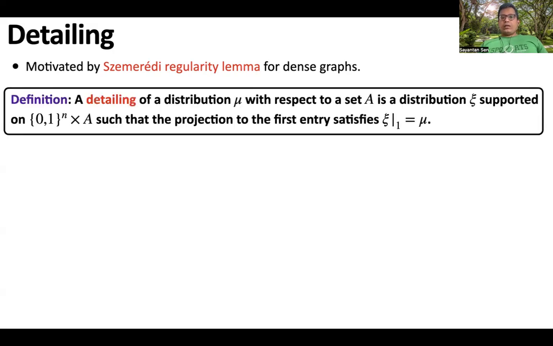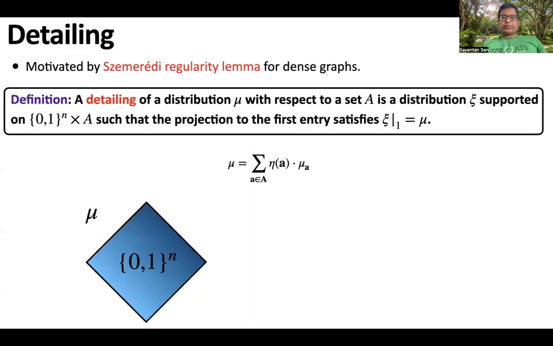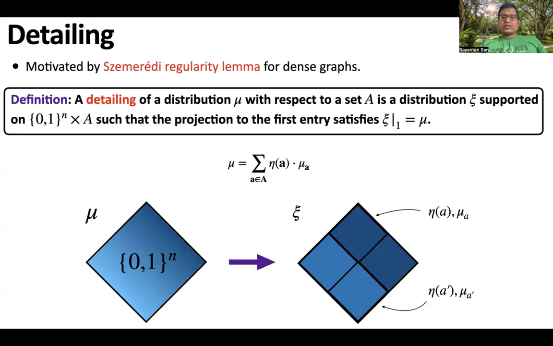So for a distribution mu and a set A, the detailing of mu with respect to A is another distribution chi over {0,1}^n cross A, whose projection on the first entry is the distribution mu. So in a sense, we are trying to write the distribution mu as a sum of its component distributions mu_a. To see it more visually, this is a picture where we are partitioning the full Hamming cube into 4 parts.